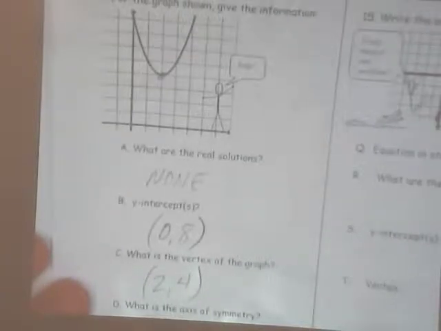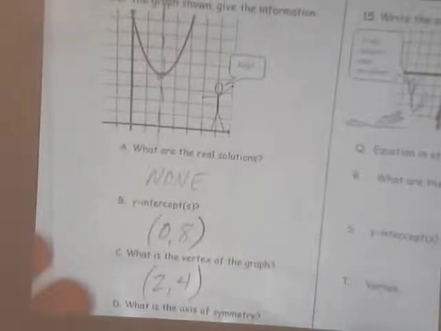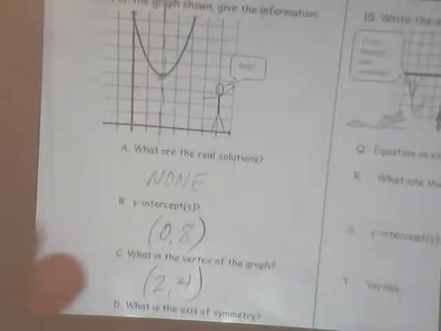Axis of symmetry? Splits it right in half, right? x equals 2. It's a vertical line. Which axis does a vertical line go through? It goes through the x-axis, so it's x equals.